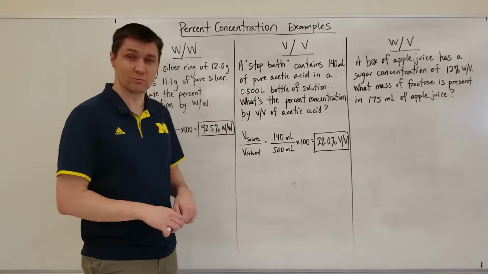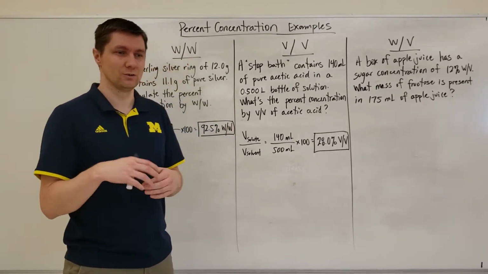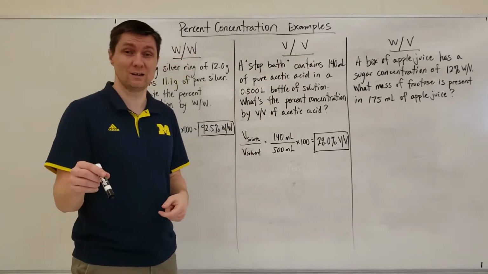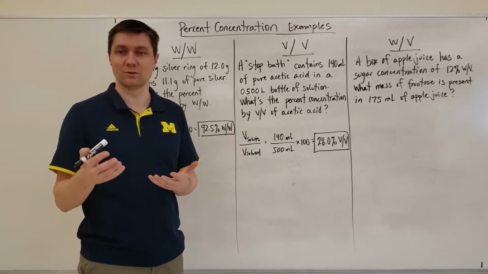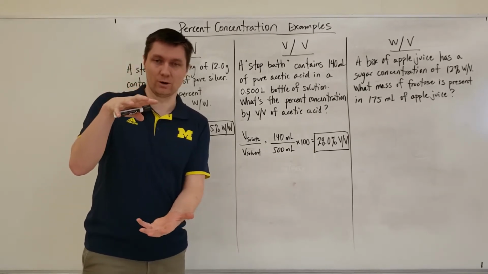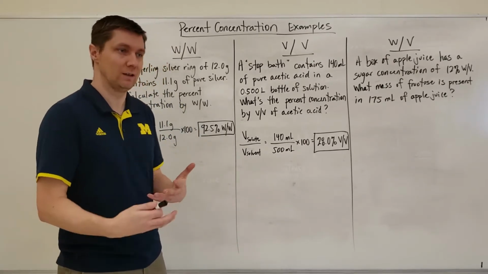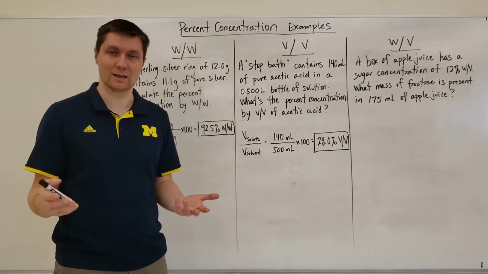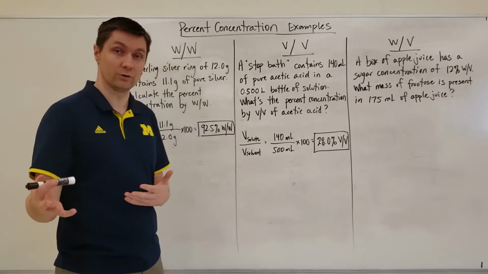The second one is a volume to volume question. So a stop bath is just a bath that photographers use to develop photos and things like that, and it contains 140 milliliters of pure acetic acid in this example in a 0.500 liter or half a liter bottle of solution. So within that half a liter bottle of solution, there's 140 milliliters of pure acetic acid dissolved in that solution. It wants to know what's the percent concentration of the acetic acid solution, and they want it as a volume to volume expression.